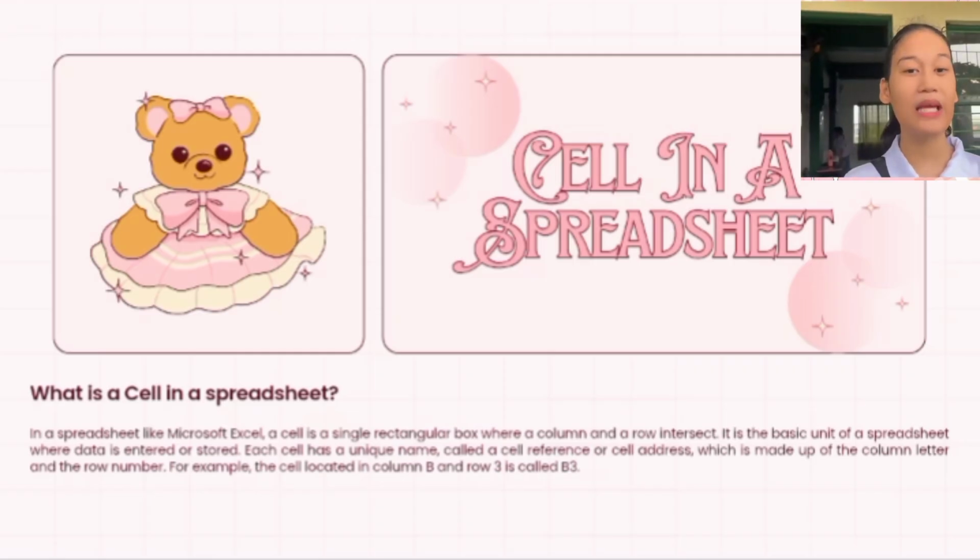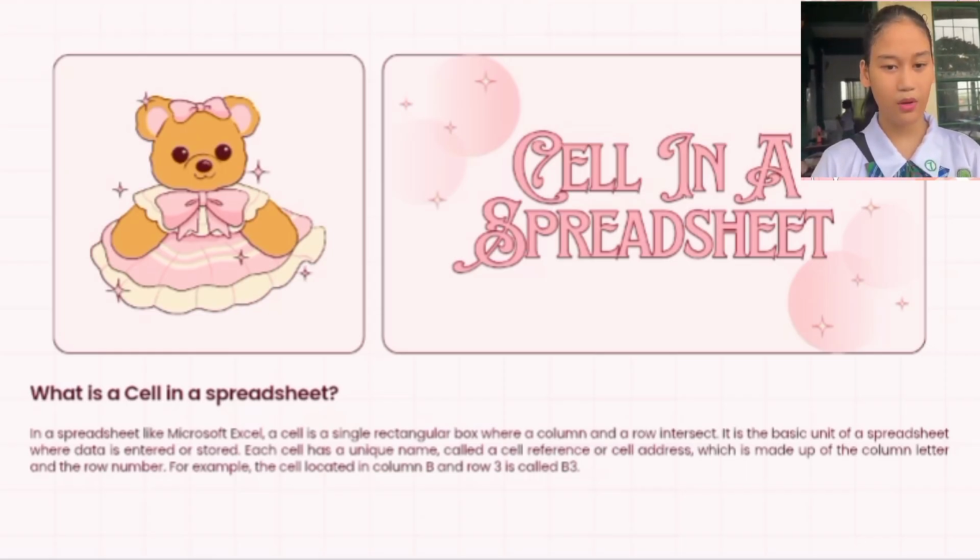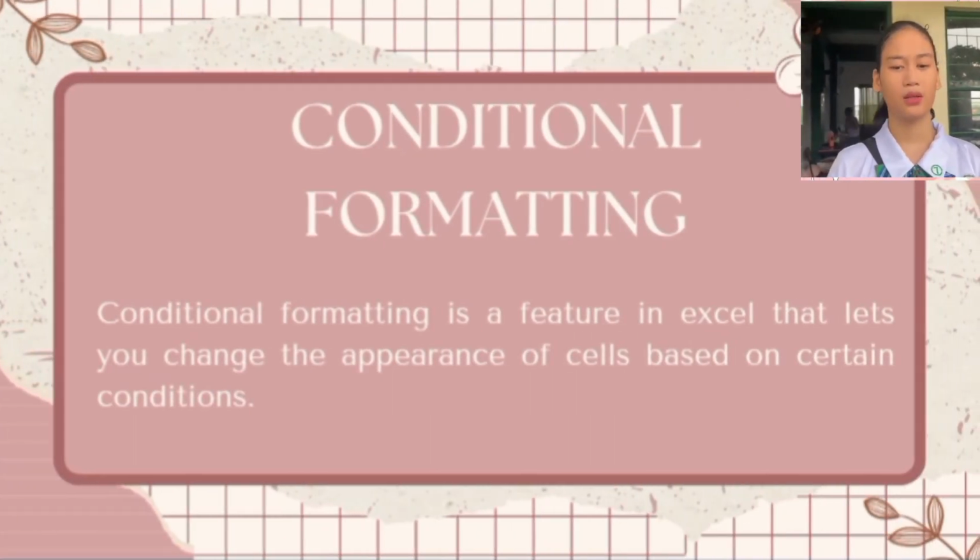What can you put in a cell? First, text. Second, numbers. Third, formulas. Fourth, dates or times. Fifth, functions, like SUM.